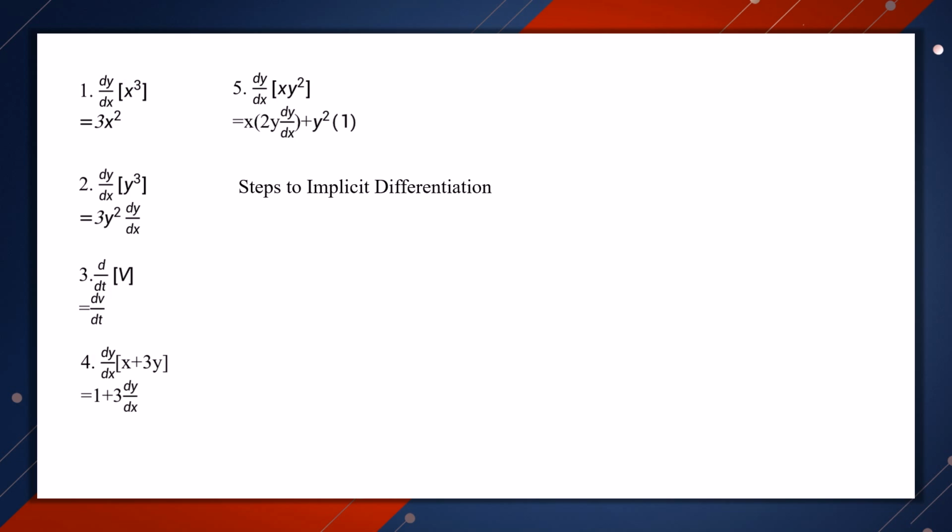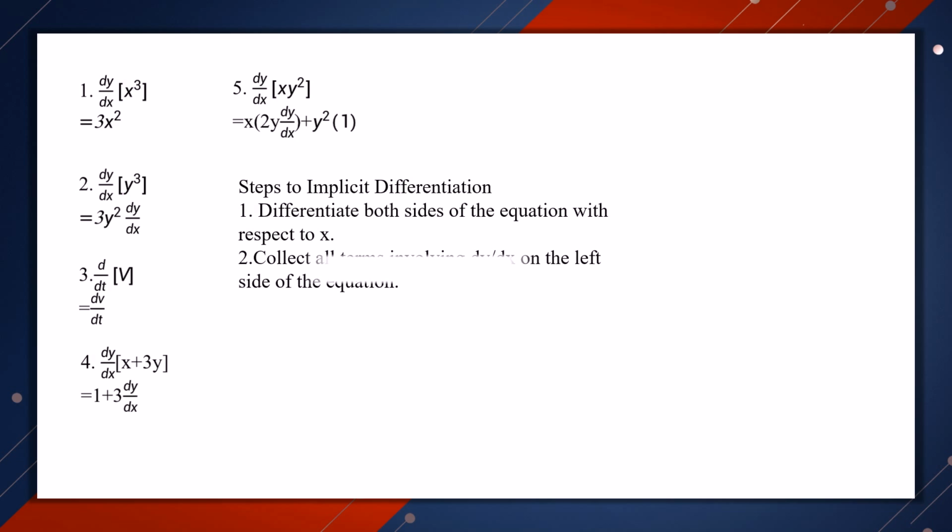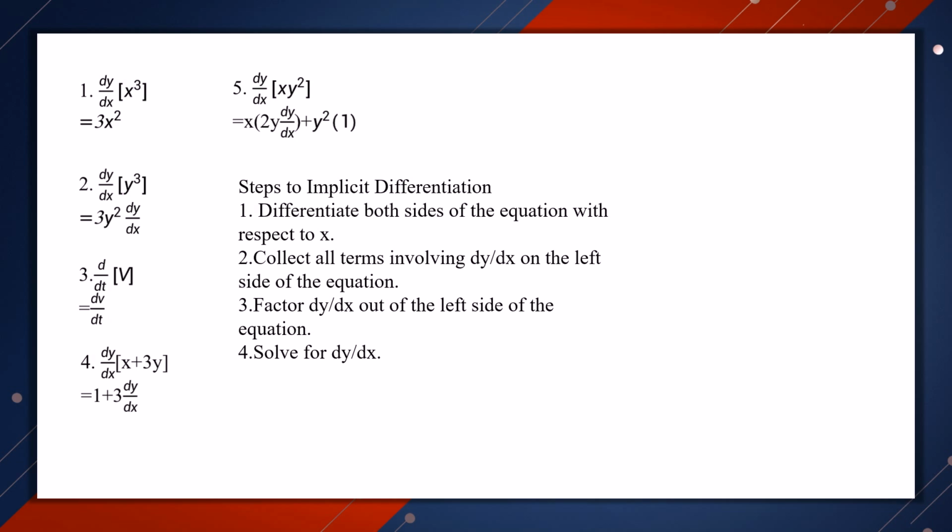Let me show you the steps to implicit differentiation. Firstly, differentiate both sides of the equation with respect to x. Secondly, collect all terms involving dy over dx on the left side of the equation. Thirdly, factor dy over dx out of the left side of the equation. The fourth is solve for dy over dx.